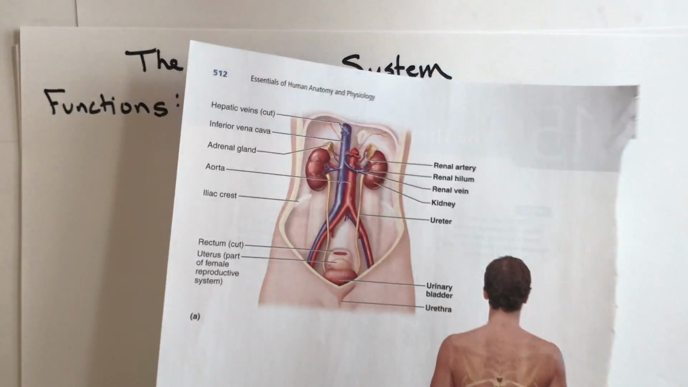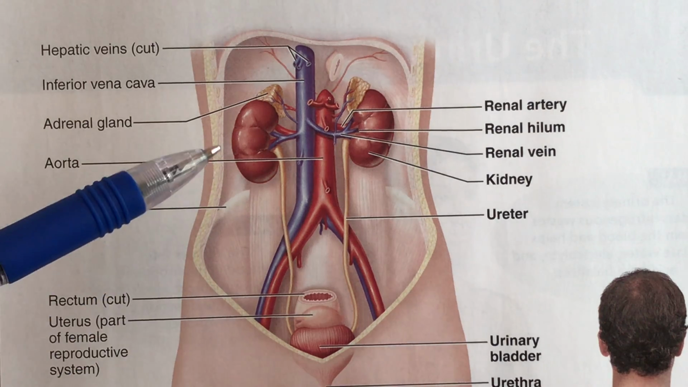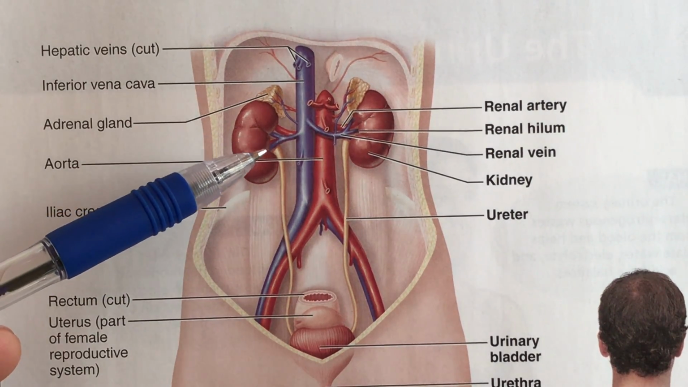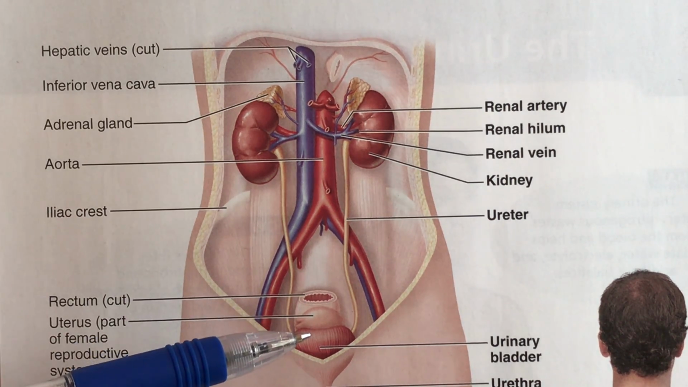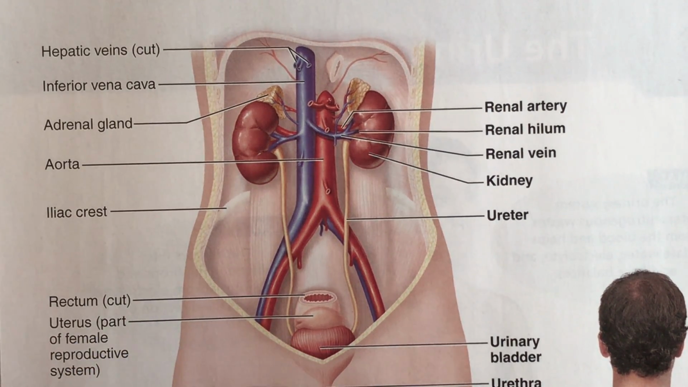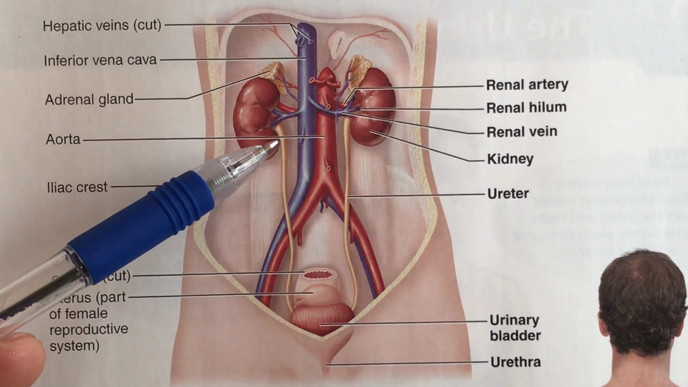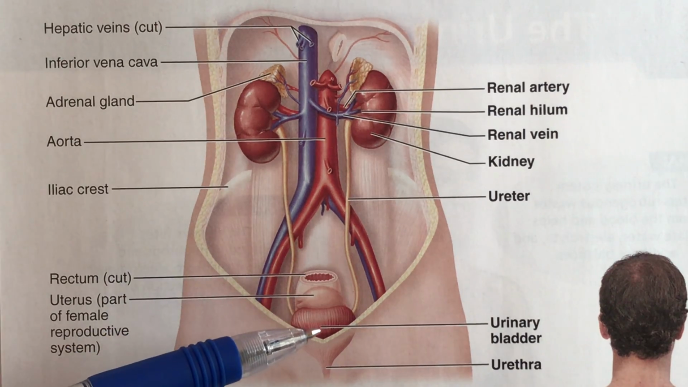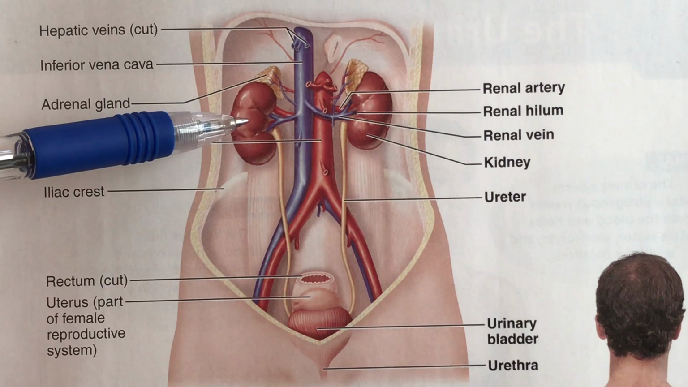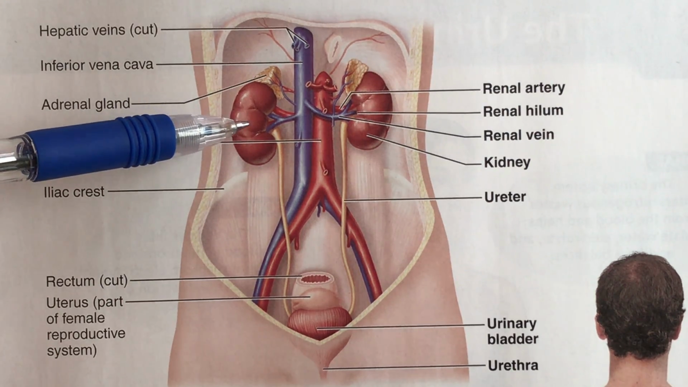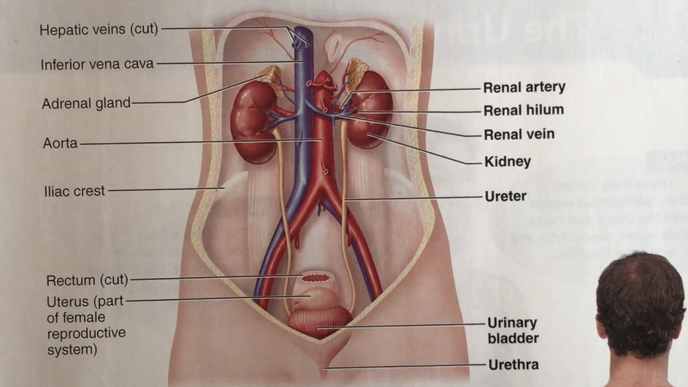The main overview, the main parts of the urinary system include the kidneys, the ureters, urinary bladder, and finally the urethra. Those are the main parts. We're going to zoom in into the kidney and look at what's occurring in the kidney. This is going to be most of what we're going to talk about right now.